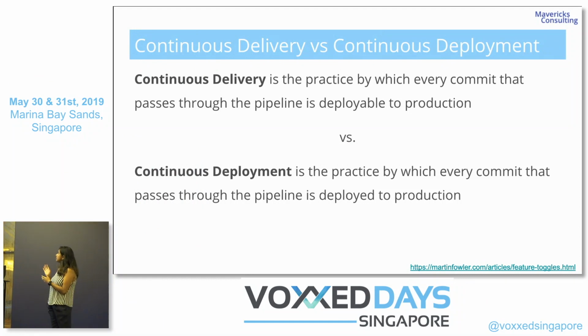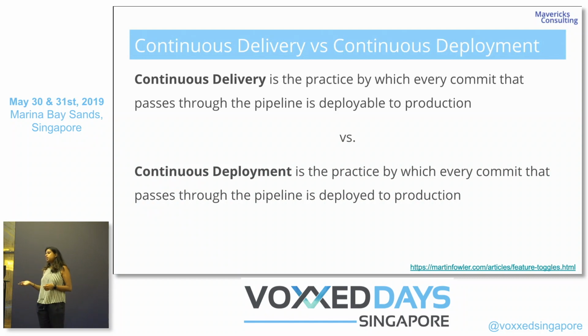Continuous delivery is the practice by which every commit that passes through the pipelines is deployable to production. It doesn't mean that every commit goes to production. What it means is it could if you so chose to. If today I triggered my production pipeline, then I know that everything is ready and everything's going to work fine because my pipeline and my trunk is built that way.